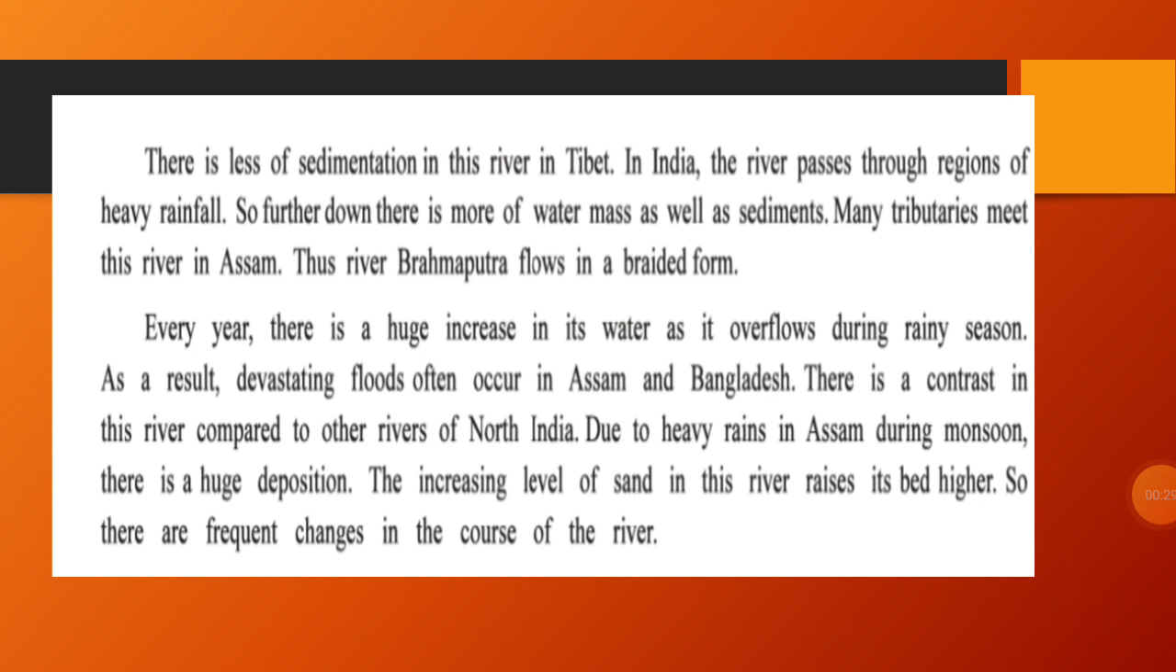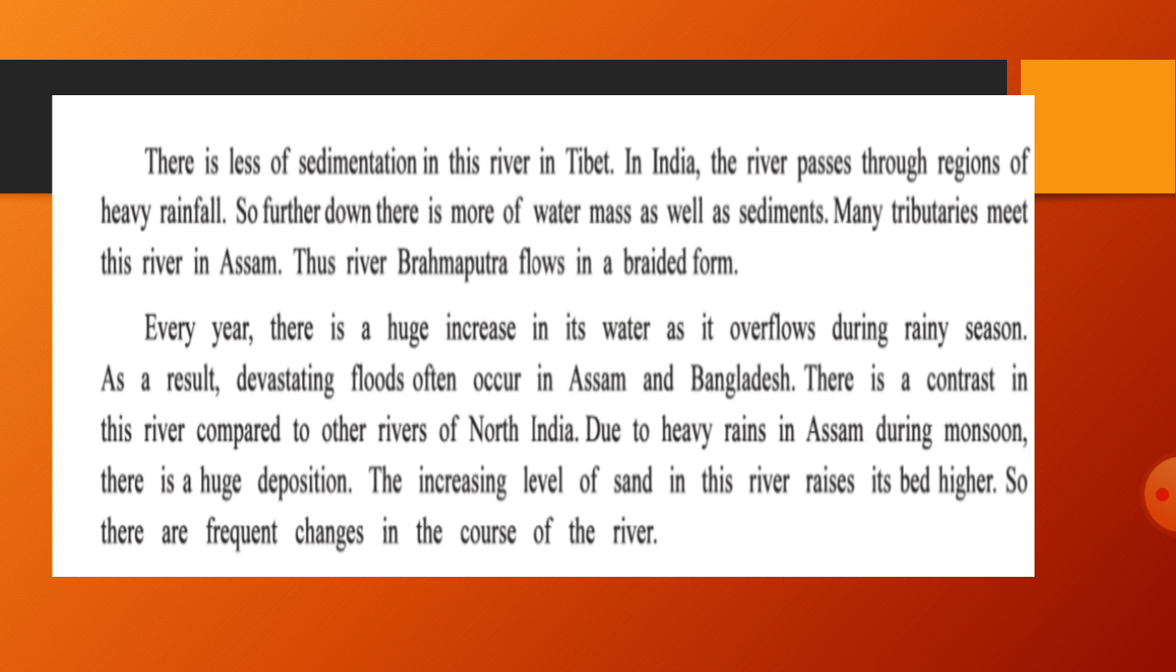There is less sedimentation in this river in Tibet. In India, the river passes through a region of heavy rainfall. So further down it carries more water mass as well as sediment, and many tributaries meet this river in Assam, and thus Brahmaputra flows in a braided form. Every year there is a huge increase in its water and overflow during the rainy season, and as a result, devastating floods often occur in Assam and Bangladesh.